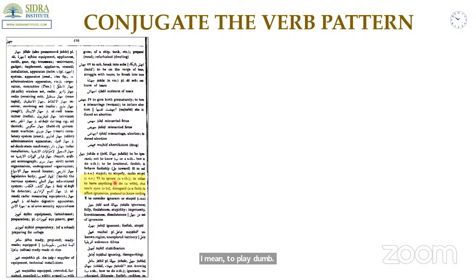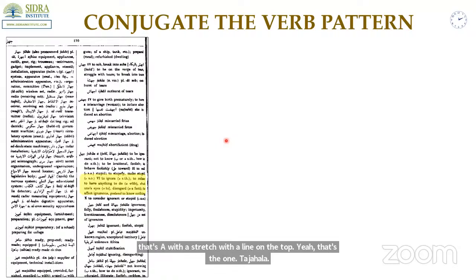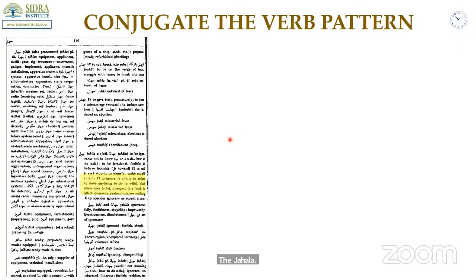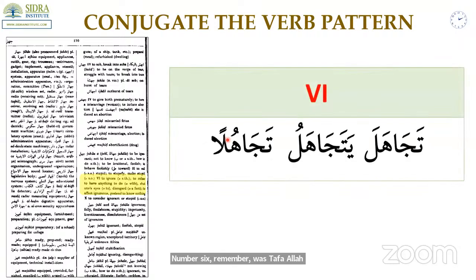This is Jim, ha, small ha, and Lam. So it can't be tajahala, no. Yes, that's an alif with a stretch with a line on the top. Yeah, that's the one. Tajahala, tajahala. Number 6, remember, was tafa'ala yatafa'alu tafa'ulan. So that's the one it is. Tajahala yatajahalu tajahulan. It means to feign ignorance, to put an act on, basically.